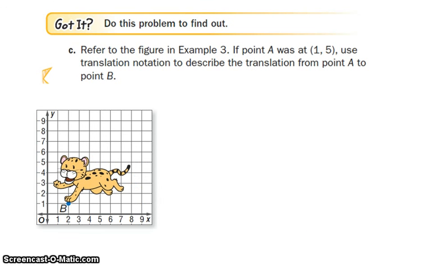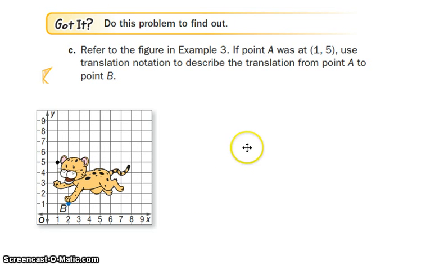Let's look at your got it problem. We're going to use this figure right here. It says if point A, our pre-image, was at 1 and 5, let's plot that point right here: over 1, up 5. There's our point. They want to know what was the translation, what did we have to do to go from this point down to our new point, B.